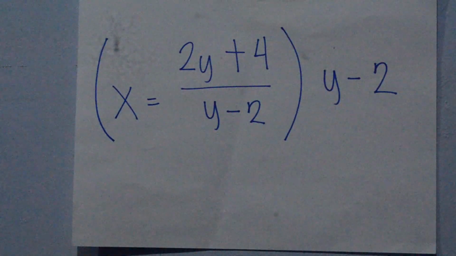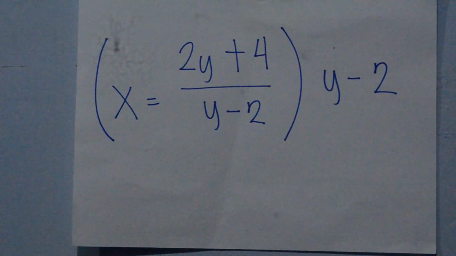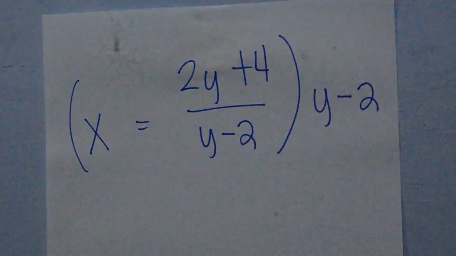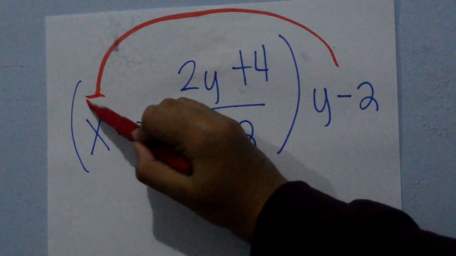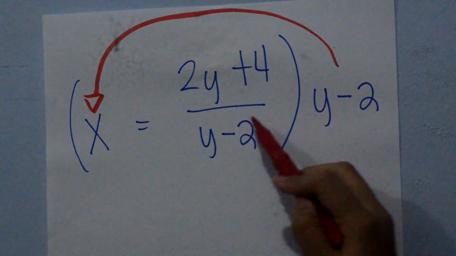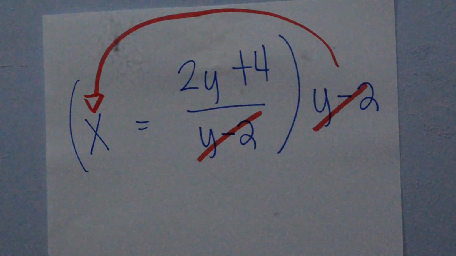Moving on to find our range. To find the range, we're going to use our whole equation, not just the denominator. But first, we're going to replace all x variables with y variables. So it's going to be x equals 2y plus 4 over y minus 2. To continue, we multiply both sides by y minus 2. We multiply x with y minus 2, and we cancel both y minus 2.